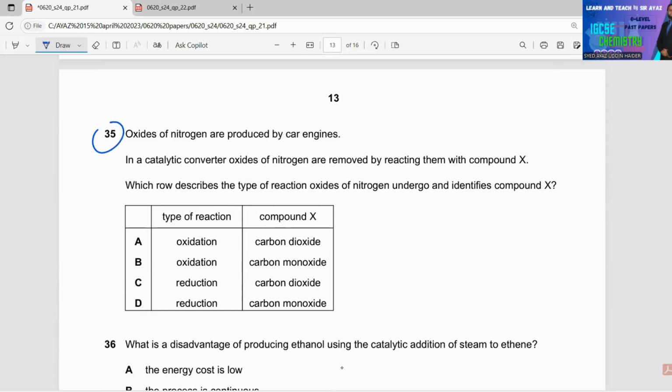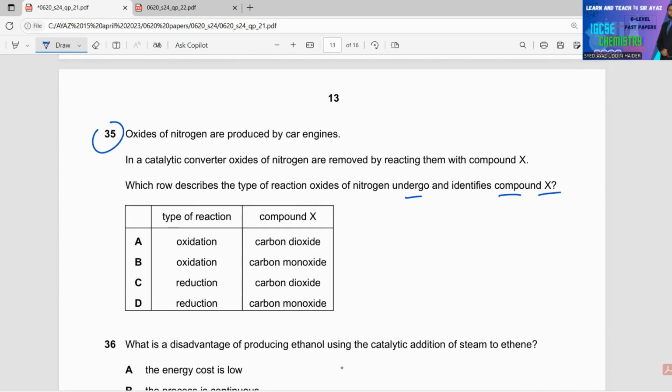35. Oxides of nitrogen are produced by car engines. In a catalytic converter, oxides of nitrogen are removed by reacting them with compound X. Which row describes the type of reaction oxides of nitrogen undergo and identifies compound X?